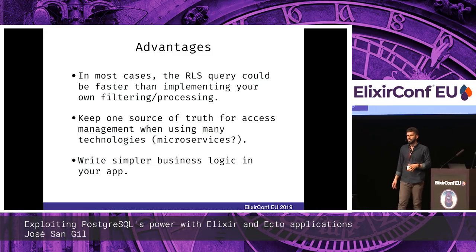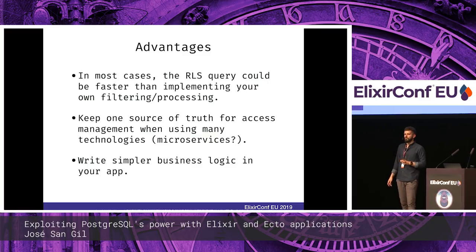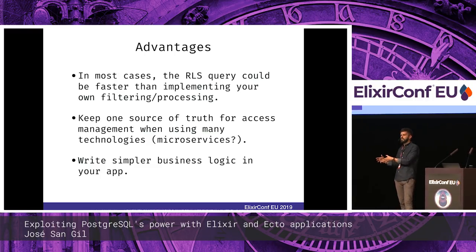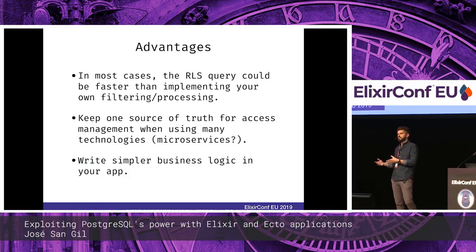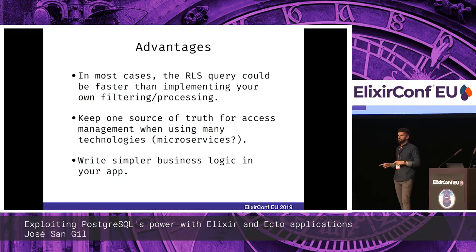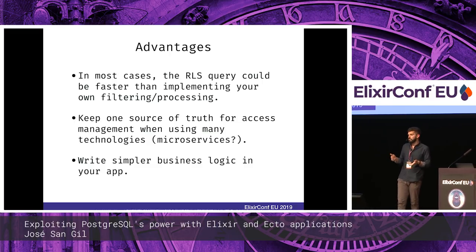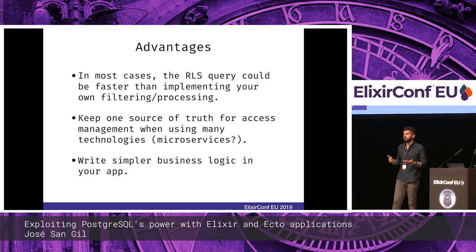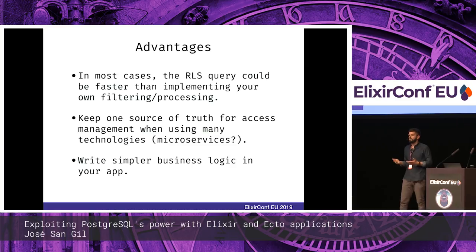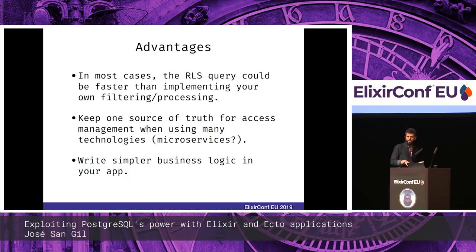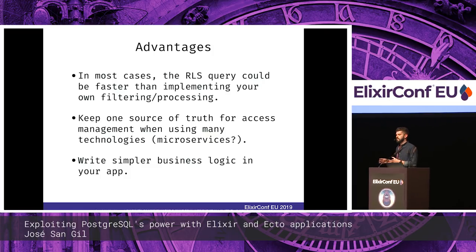That leads me to the second point, which is that you have only one source of truth for access management. What does that mean? If I have an architecture which has different components, I don't need to replicate that in different languages or in different projects. The database is taking care of that. Even if you are using microservices and you have a completely isolated database for each of your microservices, the access management could be taken care of by the Postgres database, unless you have a specific use case. You might argue that, for example, in your microservice architecture, you have an identity and authorization management service which takes care of that. That's cool. That's another use case. But most of the time, you can actually delegate to the database and leave the business logic for your application.